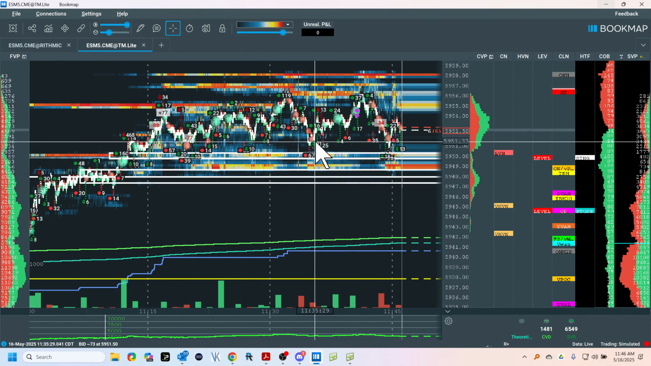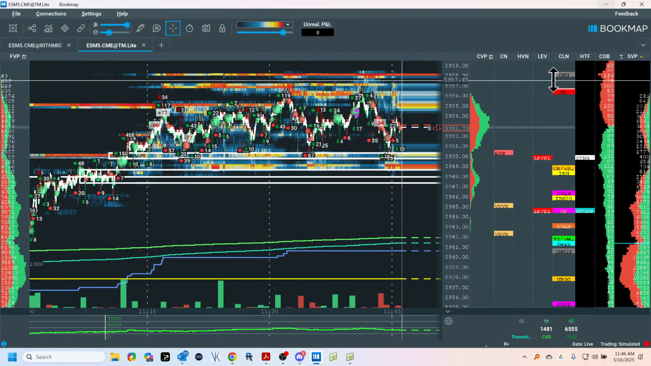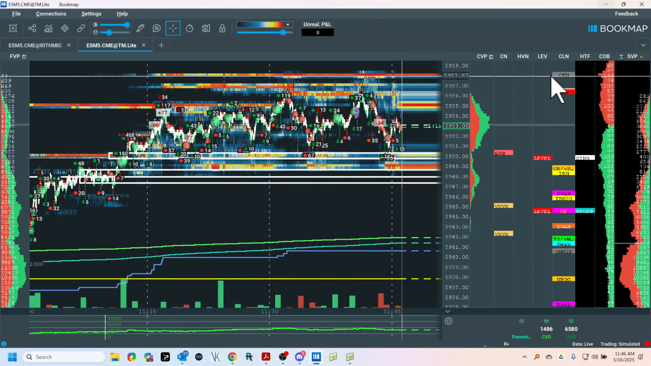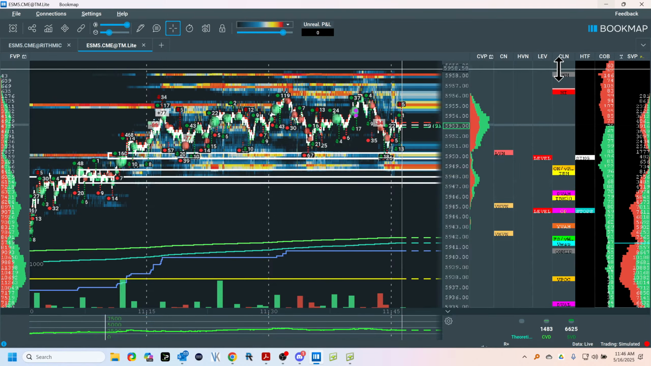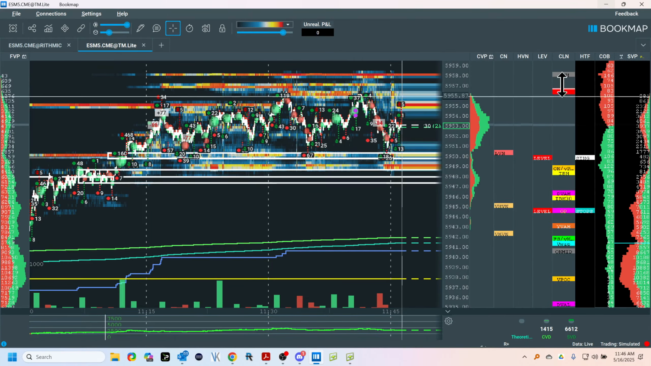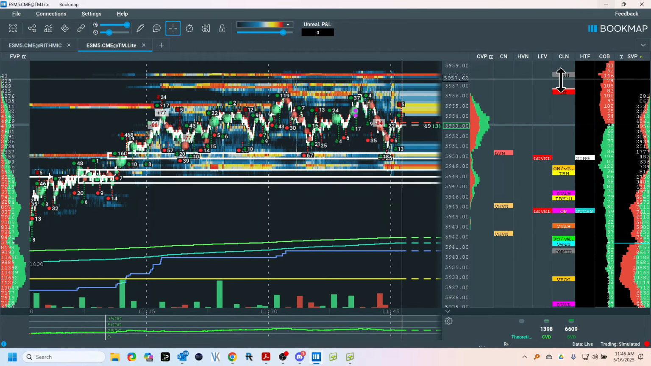But here, let's go back to what we know. I got a 90% probability of taking out either the first hour's high or low, which was there. I have a 90% probability to take out the ETH high or low. Right now we missed the low. I'm betting on this one. What about you?